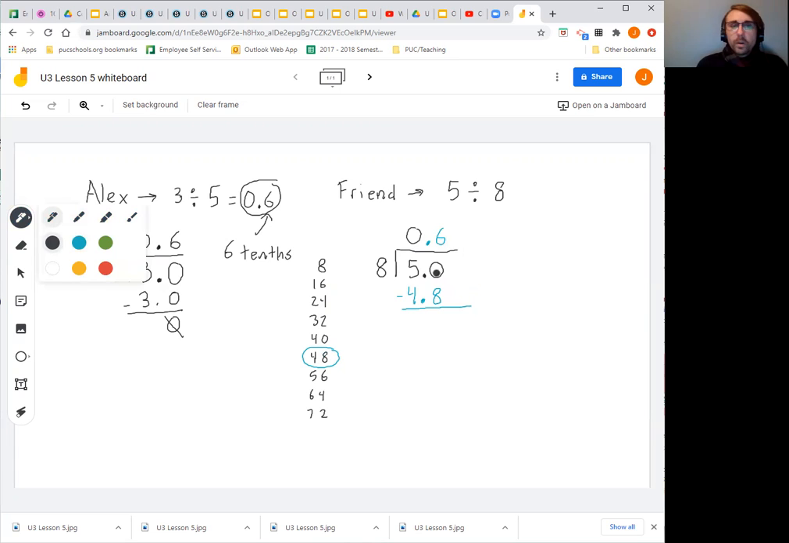All right, now we're going to have 50 minus 48. Well, if I count up 48, 49, 50, I only have to add 2. And so this is 0.2 left over, which is smaller than 8. So now I have to create another 0 and bring it down. So now I look for 20. 24 is bigger than that, so I need to go below that, 16. I'm going to use 16 here.